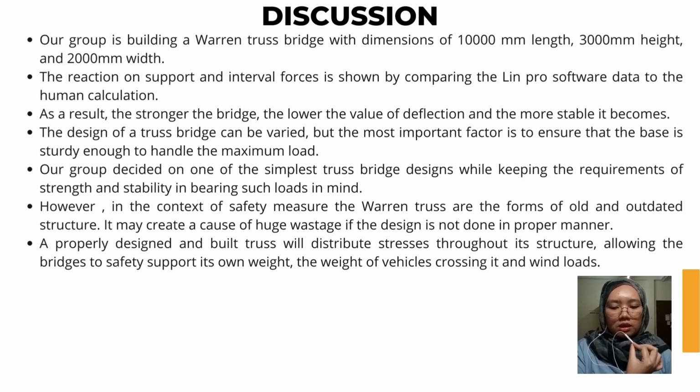Our group decided on one of the simplest truss bridge designs while keeping the requirements of strength and stability in bearing such loads in mind. However, in the context of safety measures, the Warren truss is a form of old and outdated structure. It may cause huge wastage if the design is not done in a proper manner. A properly designed and built truss will distribute stresses throughout its structure along the bridge to safely support its own weight, the weight of vehicles crossing it, and wind loads.